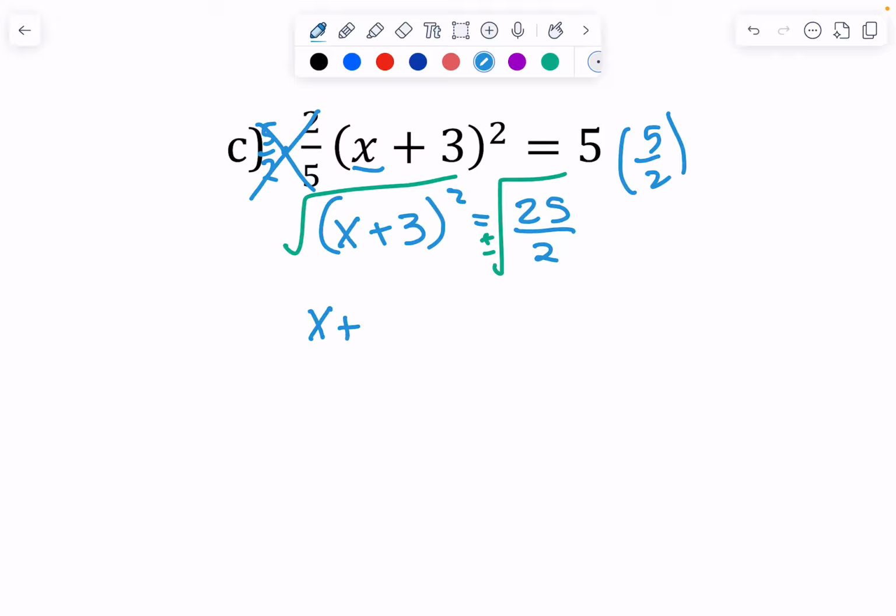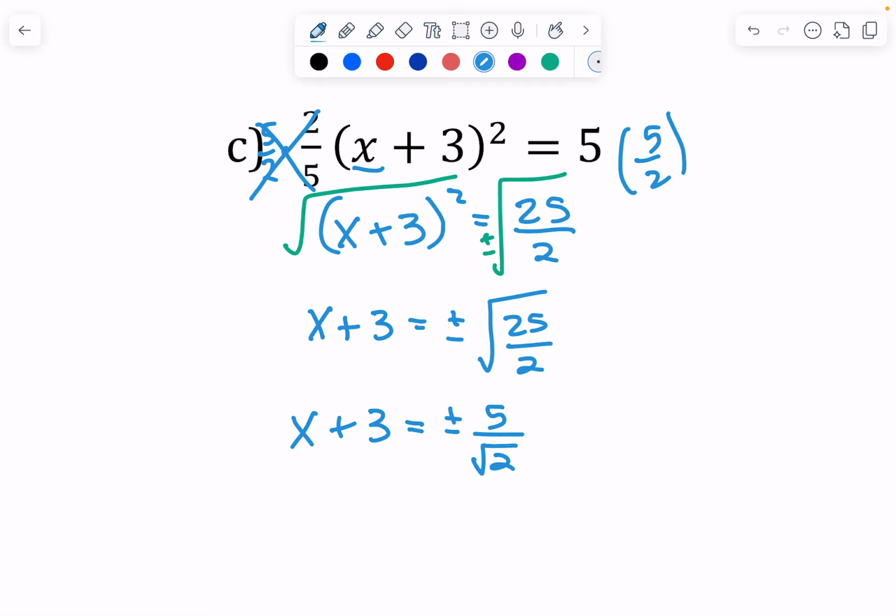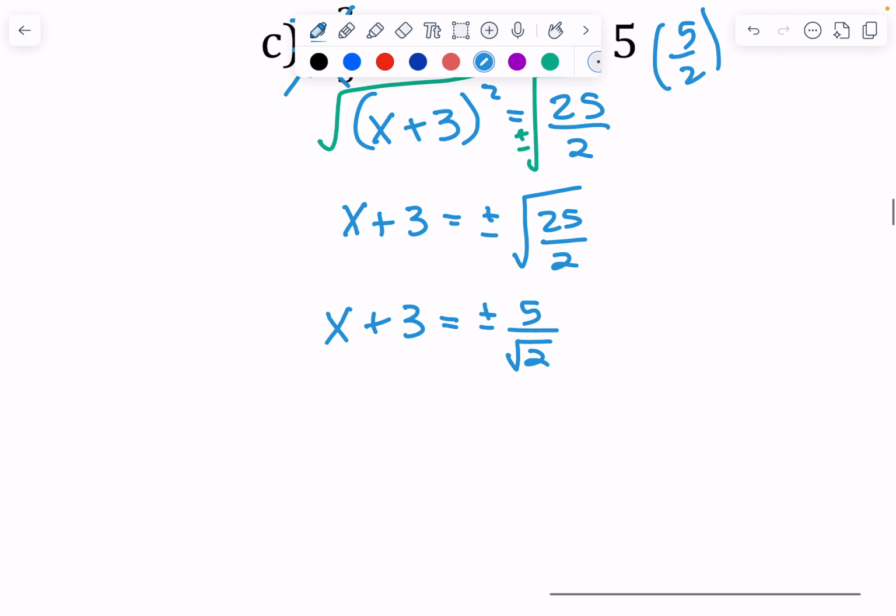Anytime we do that, we add the plus or minus. So we now have x plus 3 equals plus or minus the square root of 25/2. Now, I know what the square root of 25 is. It's 5. So I'm going to rewrite this as 5. And then I don't know what the square root of 2 is. I mean, it's some decimal, right? So I'm just going to leave it like that for now. And then subtract 3 on both sides. You get negative 3 plus or minus.